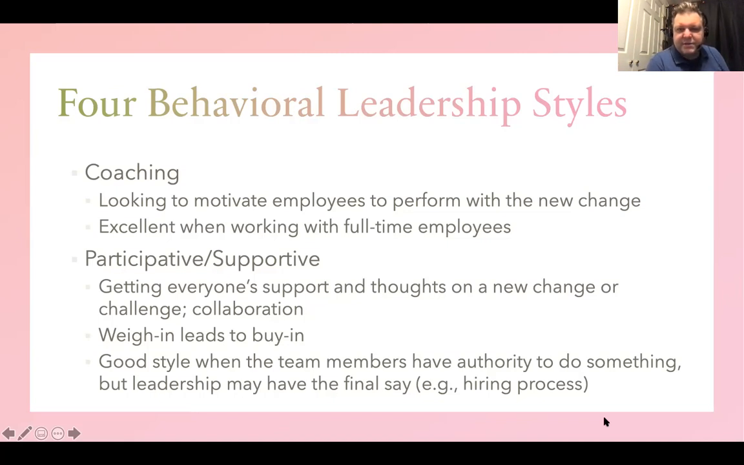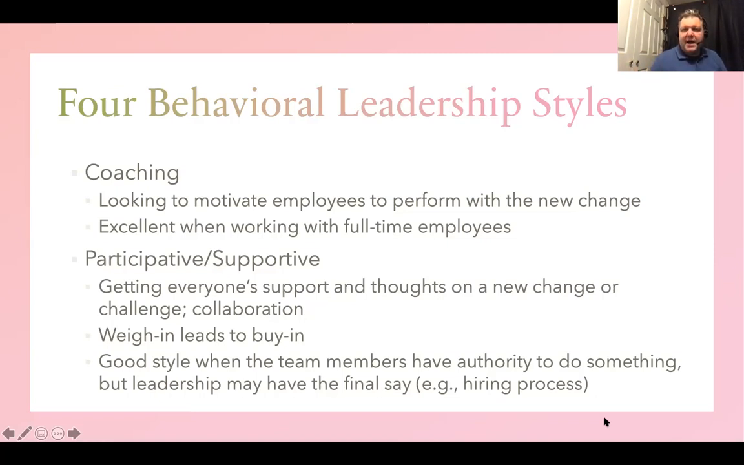Remember, at one point in the semester, we talked about balanced processing. That's what this is. It's asking everybody's feedback. What do you think? How they can bounce ideas off of each other, brainstorming, right? Again, weigh in leads to buy in. And it's good when you have team members who have authority to do something, but leadership has the final say.